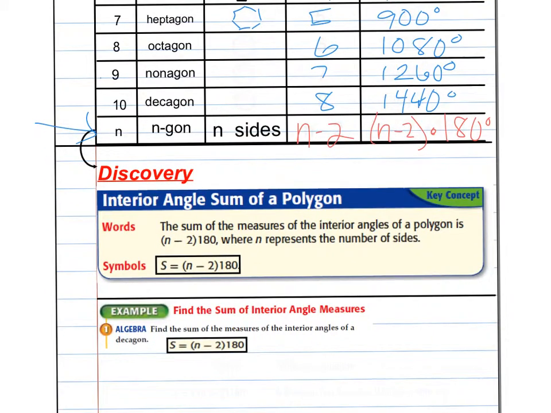So this is the discovery, and this is something very important. Interior angle sum of a polygon. So the sum of the measures of the interior angles of a polygon is n minus 2 times 180, where n represents the number of sides. This gives us the interior angles of a polygon.